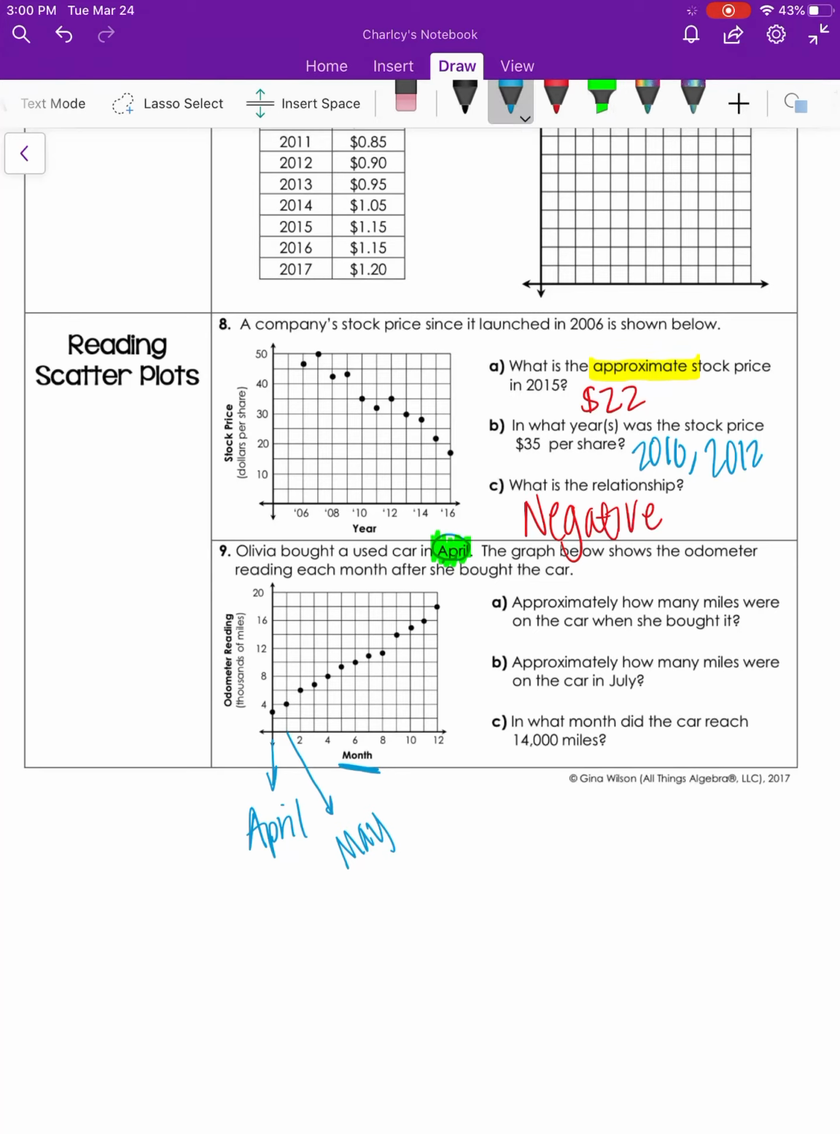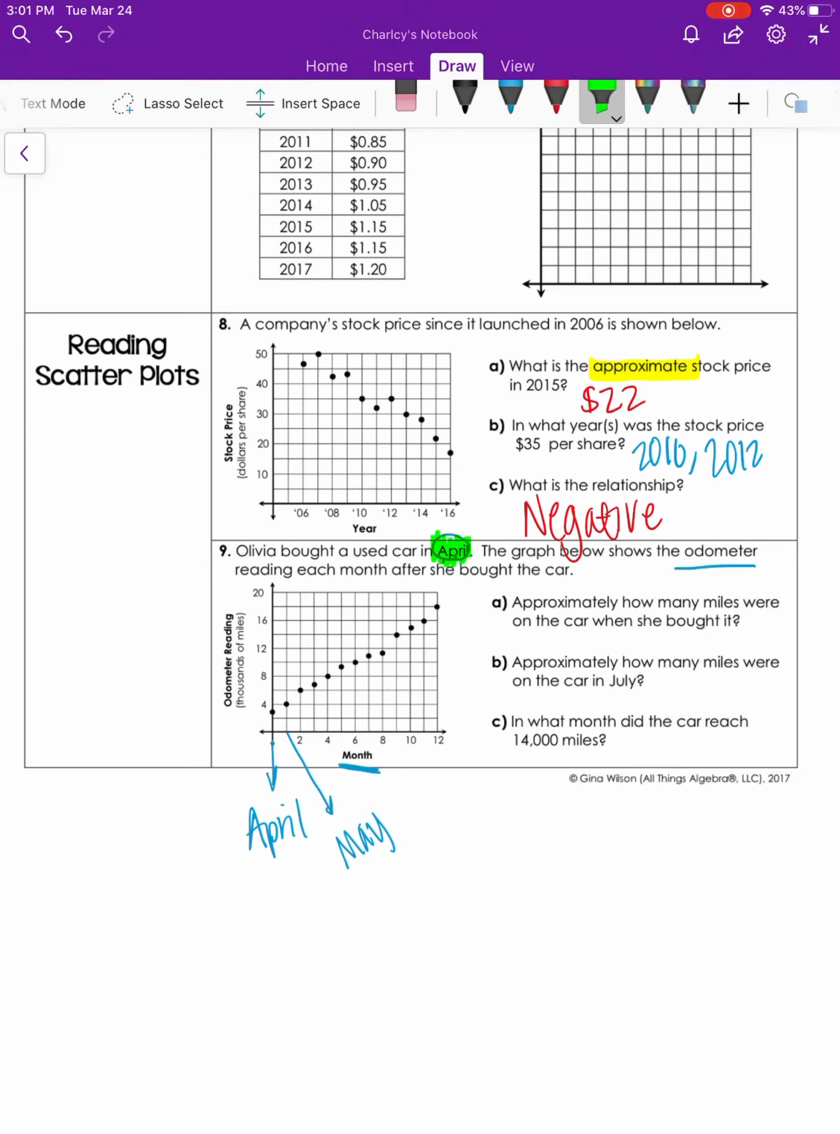Now, let's move on with the question. Oh, another thing, in case you're wondering, an odometer on a car just tells you how many miles the car has been driven. And that's important for this question because that's all it's asking us, okay? So let's look at A. Approximately how many miles were on the car when she bought it? So remember, when she bought the car, she has not even rolled it off the lot yet. So she is at the beginning of owning it.